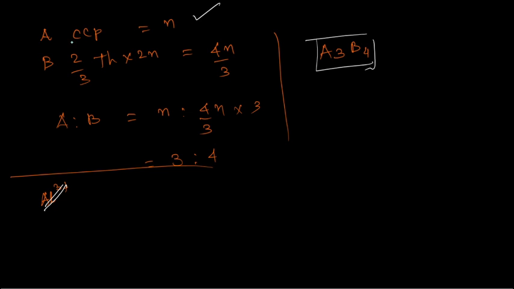Similarly, A has CCP and B atoms occupy 2/3 of the tetrahedral voids. We know already tetrahedral is 2n. So 2 by 3 into 2n means 4n by 3. So A is to B is n is to 4n by 3. And 3 can be multiplied on both sides so that you can remove the fraction. So 3 is to 4, n can be removed. So A3B4 is the molecular formula.